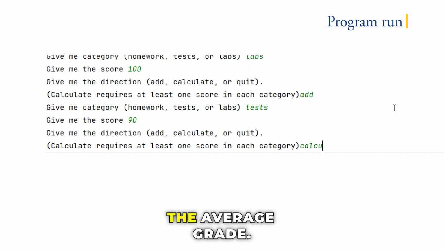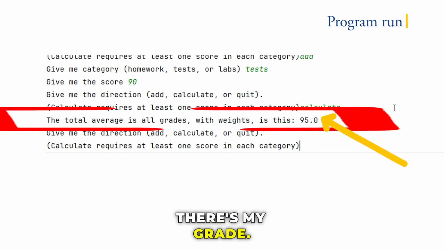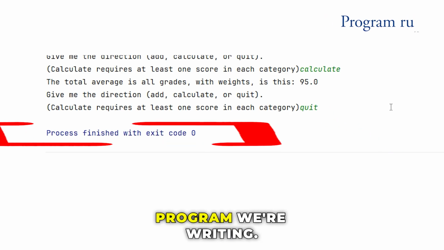I can calculate the average grade. It'll ask me what I want to do, and I'll say calculate. There's my grade. And when I'm done, I'll type quit, and the program quits. So that's the program we're writing.